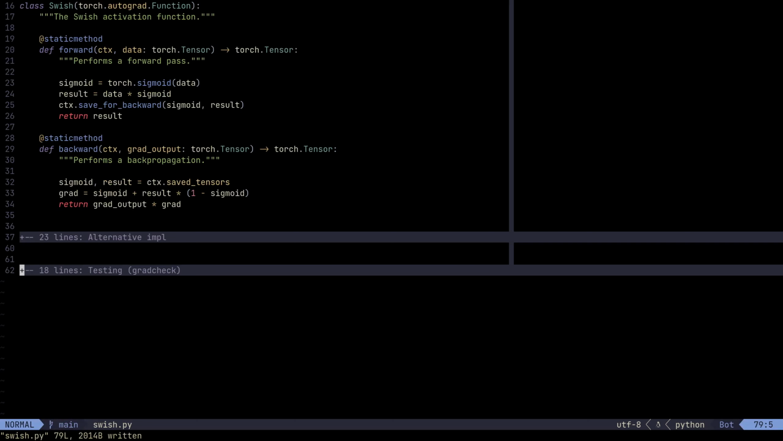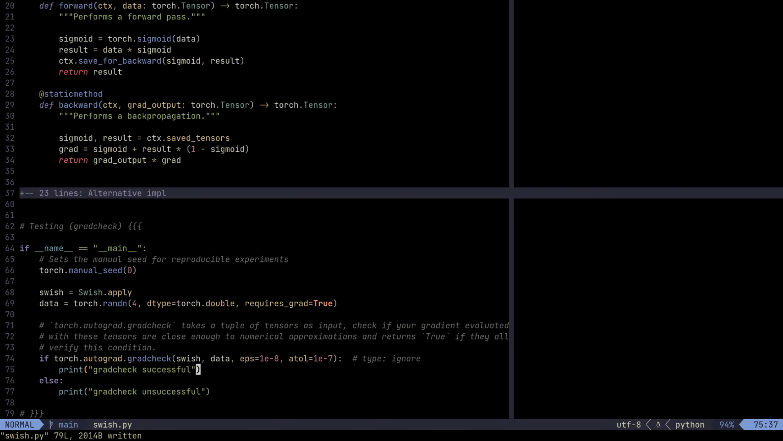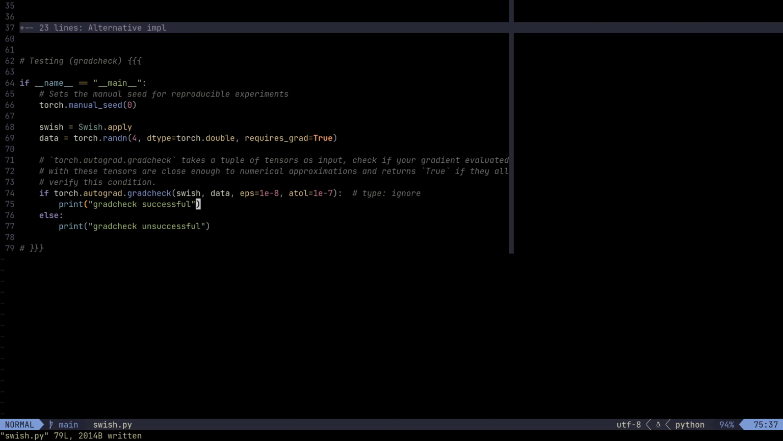Okay, now let's go ahead and test this. For testing, we're going to be using torch autograd.gradcheck. What that does is compare our gradient approximations to the numerical approximations. If they're close enough, we're going to say that the grad check was successful, and otherwise it was not successful, and we might need to do some debugging in our code base.